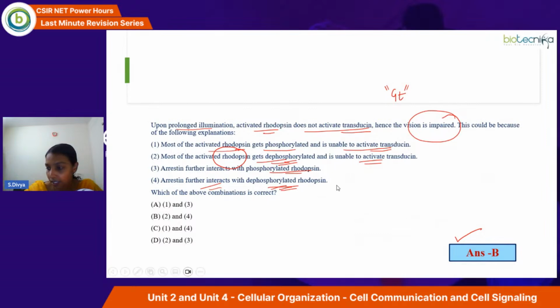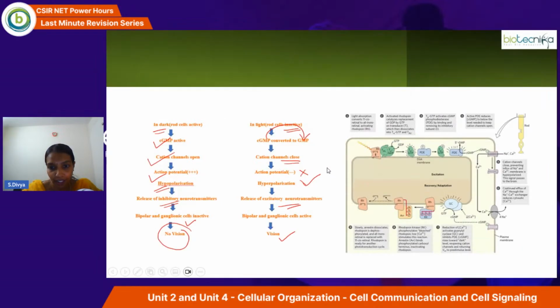Most of the activated rhodopsin gets the... Okay, Sandhya, Saundarya, got it? I hope so. Everyone got it? Yes? Very good. So that's the fact. Okay, fine. So no need of further explanation.